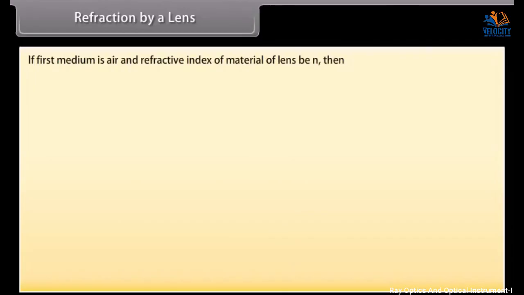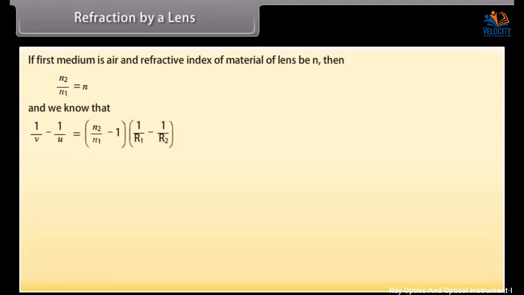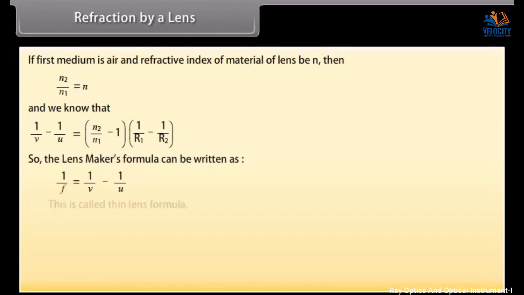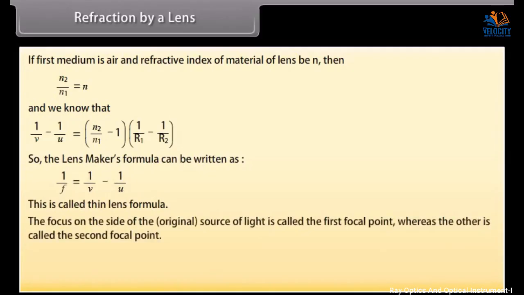If the first medium is air and refractive index of material of lens be n, then N2 upon N1 is equal to n. And we know that, so the lens maker's formula can be written as, this is called thin lens formula. The focus on the side of the source of light is called the first focal point, whereas the other is called the second focal point.